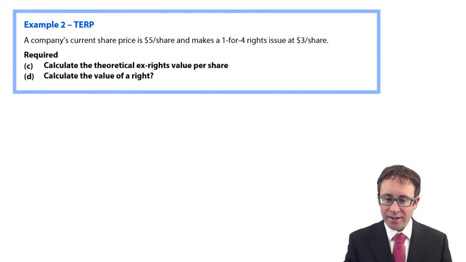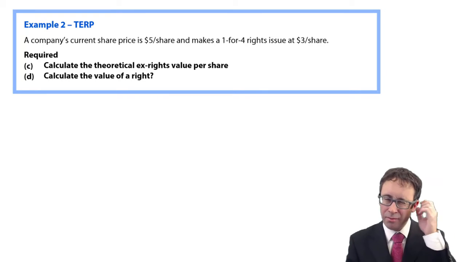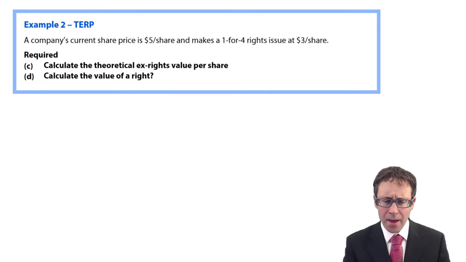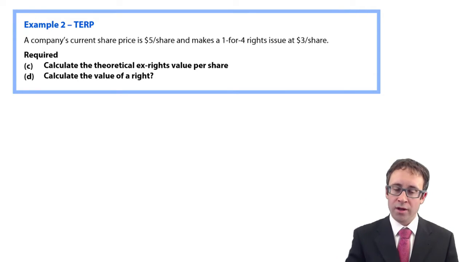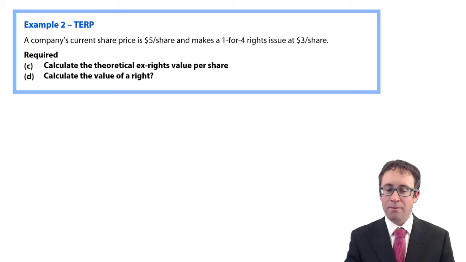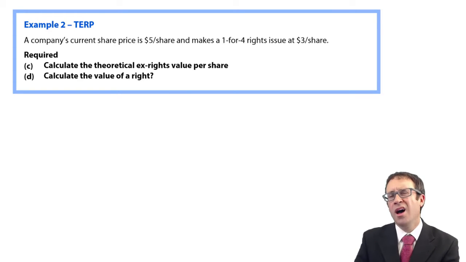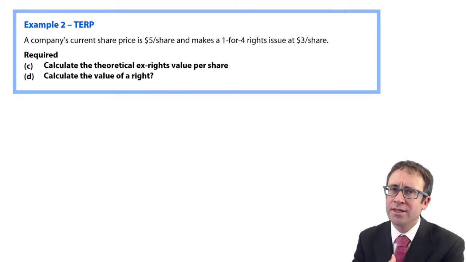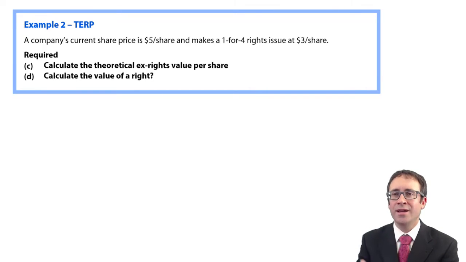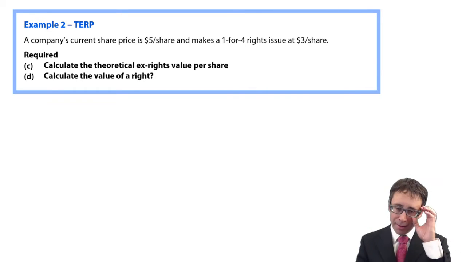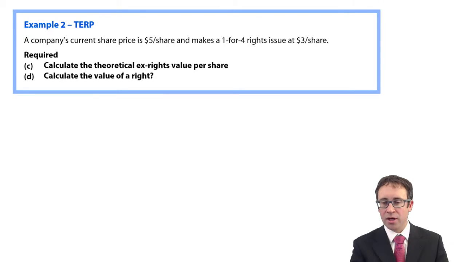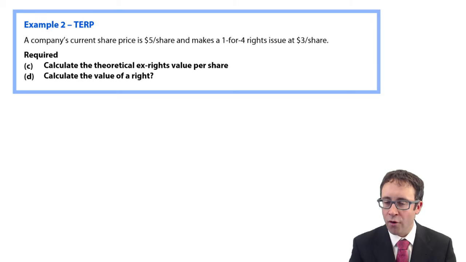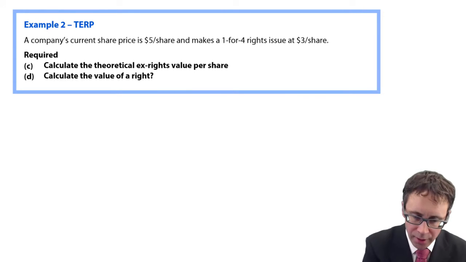But it says calculate the theoretical X rights value per share. Okay, so we always work it on a per share basis. It's much easier. And then a new aspect, the value of a right. We'll discuss what the value of a right is once we've worked out the theoretical X rights price. Okay. So the theoretical X rights price is the weighted average of all the shares in issue after the rights issue has taken place. And it says here a company's current share price is $5 per share, and we make a 1-for-4 rights issue at $3 per share.